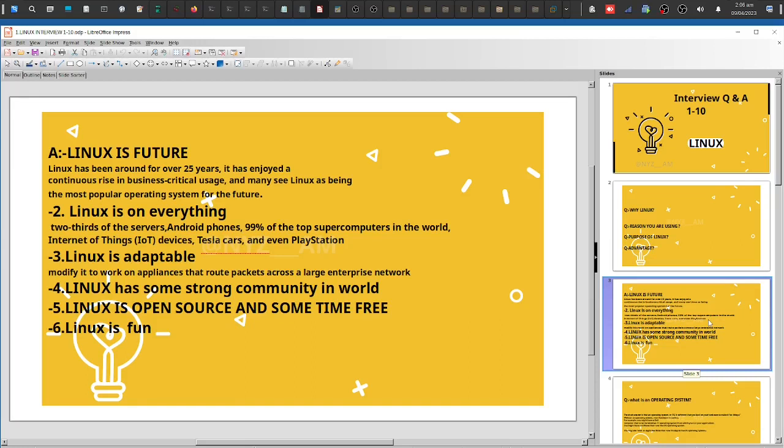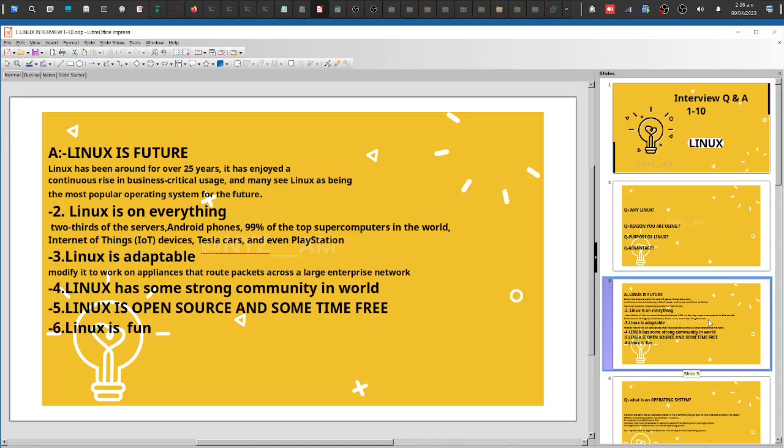Linux is on everything. Two-thirds of servers around the world, in production companies, on the internet, or any kind of servers, are based on Linux. It is in our day-to-day use on the mobile phone. It is also in IoT devices, and even the Tesla cars now coming are completely programmed on the basis of Linux as an operating system.